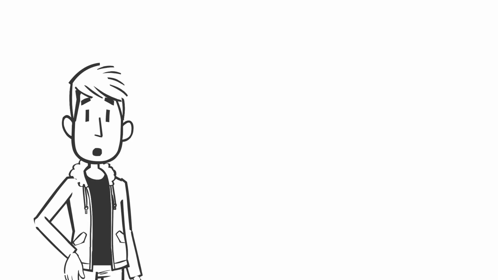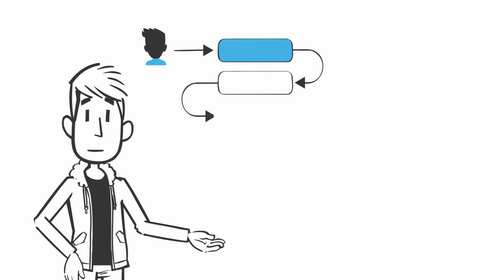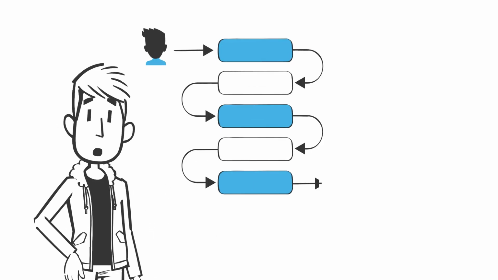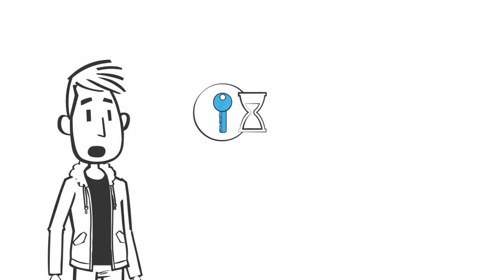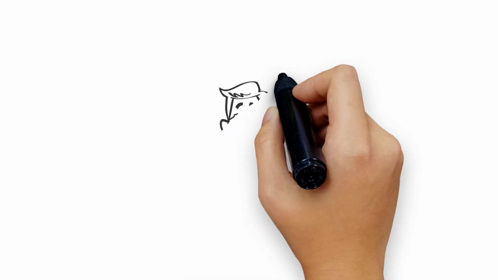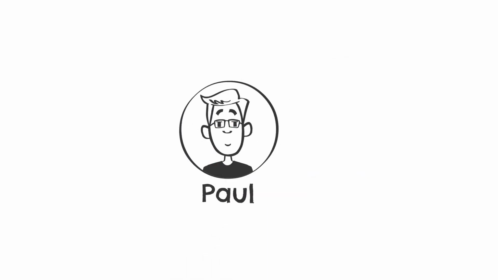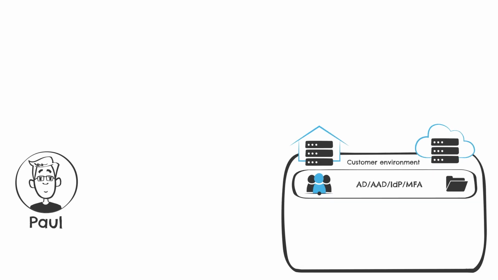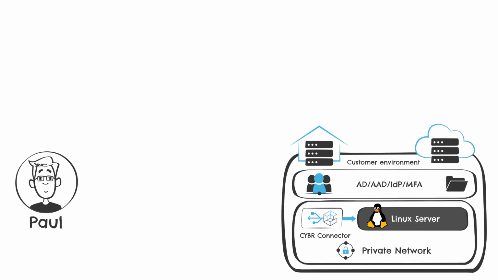Hi, in this video, we'll explain the high-level process flow for an end user connecting to a Linux target using zero standing privileges or vaulted credentials. Meet Paul, who needs to connect to his Linux instance with admin permissions.